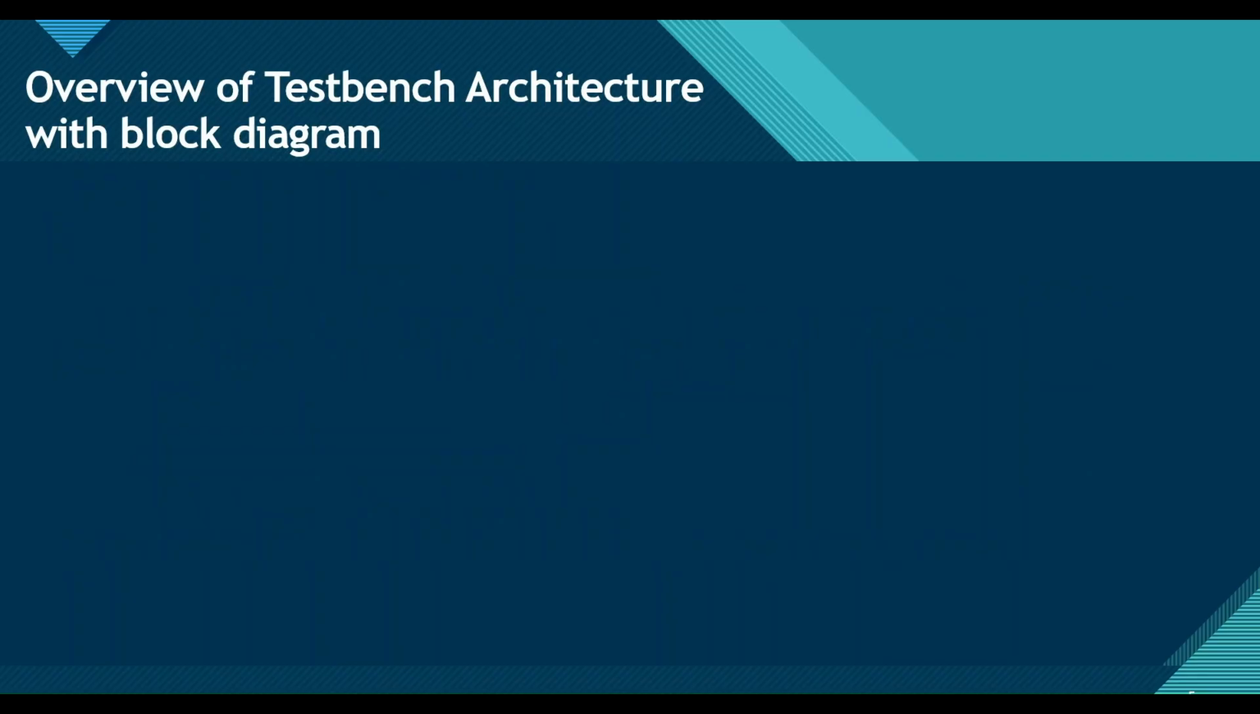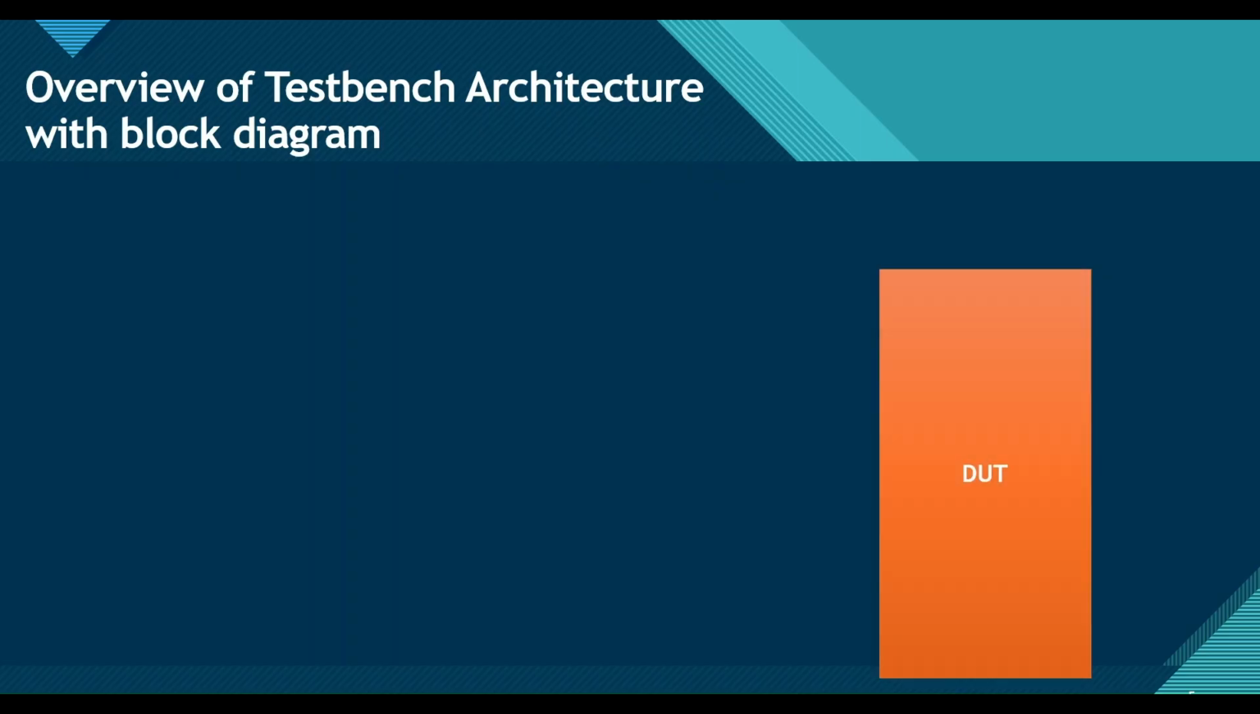In this slide, we will see the testbench architecture with a block diagram. This is the DUT. The DUT contains our design. We want to write a testbench to verify our DUT. Here we first implement the transaction class. This transaction class contains all the inputs and outputs, and it acts as a data packet that is shared between different components of the testbench.